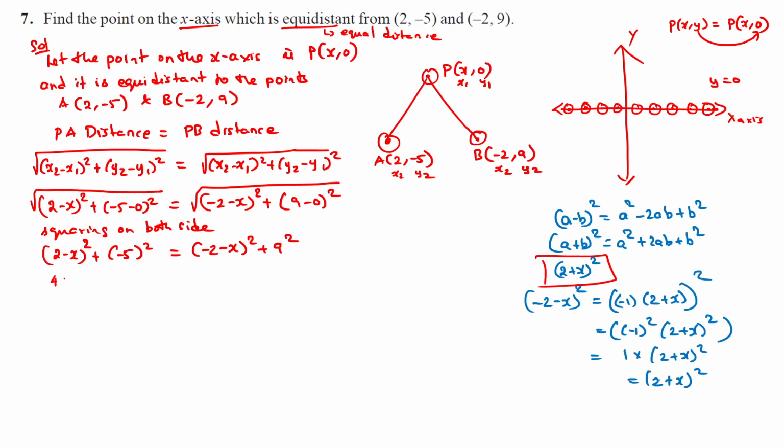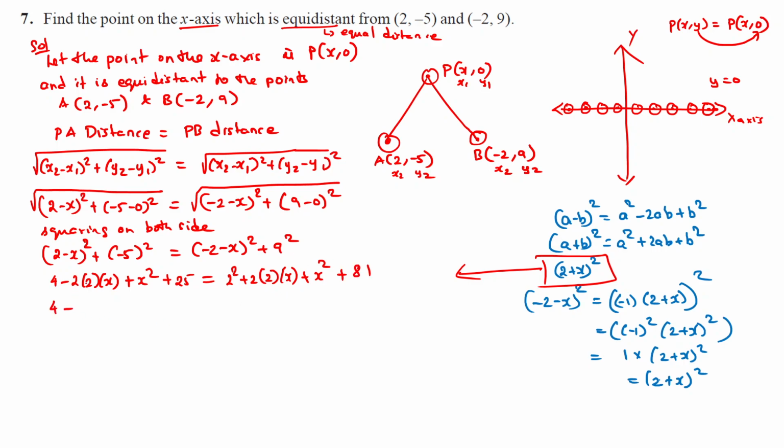2 square is 4, minus 2ab, plus b square. B square is x square. This is a square, 2 square, minus 2ab, plus b square is x square, plus minus 5 square is 25, which is equal to 2 plus x whole square. So 2 plus x whole square, if we expand, means a square is 2 square, plus 2 into a into b, plus b square, then plus 9 square is 81.